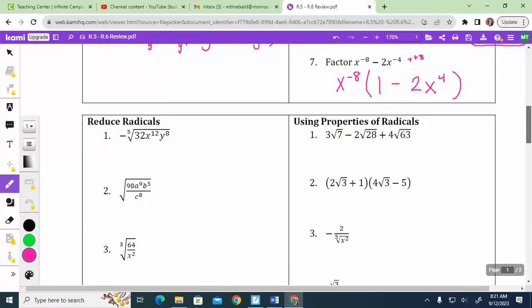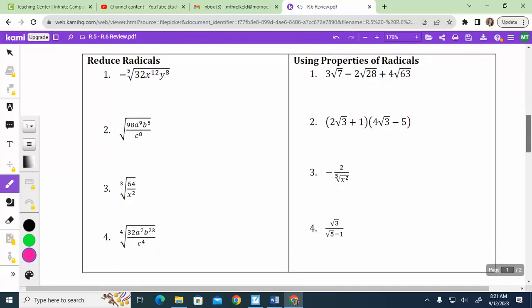So let's keep reviewing. Talk about reducing radicals next. So I have a 5th root. So we have to look at this, it's all one term, so we can do the fifth root of each piece. What is the fifth root of 32? 2, so 2 comes out.